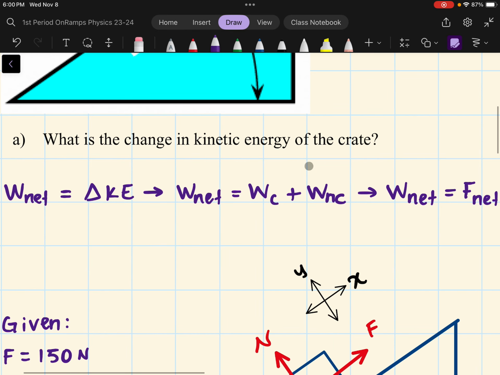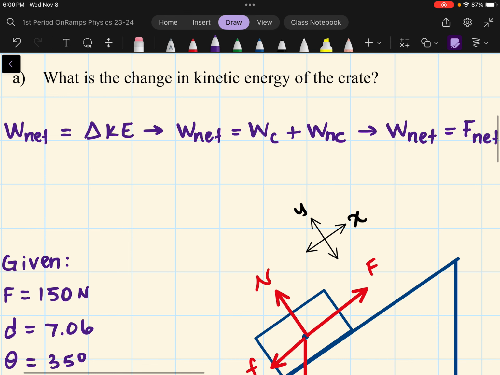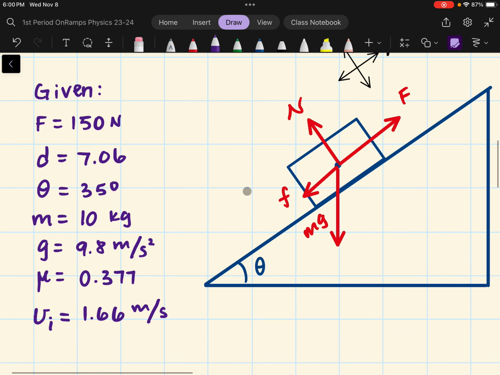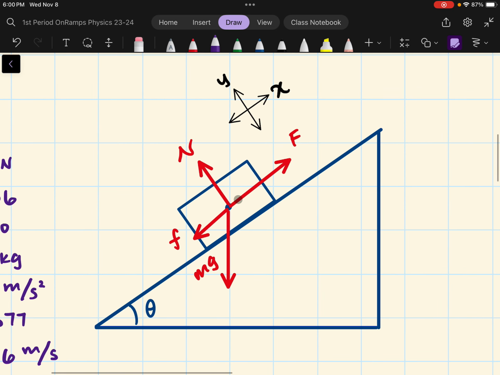Okay, let's go back to this one. We need to find the work done by conservative forces and non-conservative forces. In other words, we need to know information about the forces. To make this video shorter, I have my given information based on the problem, and here's my free body diagram. I like to have the incline just as a reference, and what I did is I changed my coordinate system so that the normal force, frictional force, and applied force match the x and y axes.